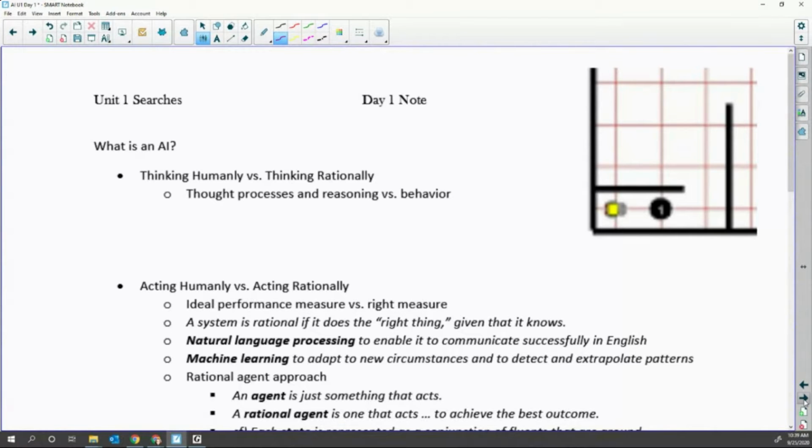AI's goal is to think humanly with an agent, like a robot or program. But so far, the robot is thinking rationally. That means everything must be able to be measured by a kind of number or ranking. So a human acts with reasoning, but a robot acts with behavior.